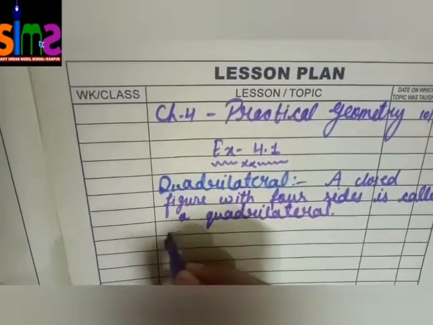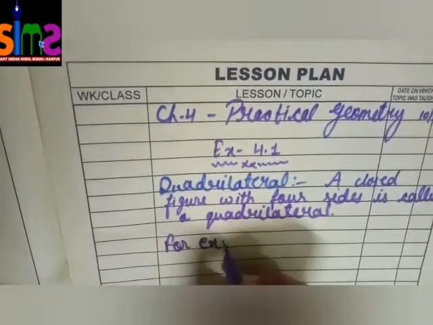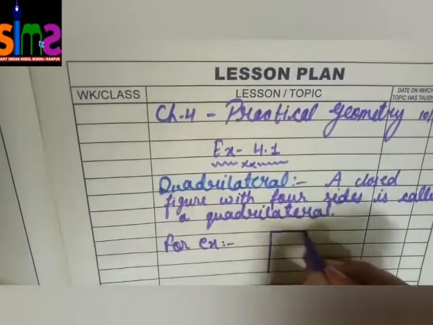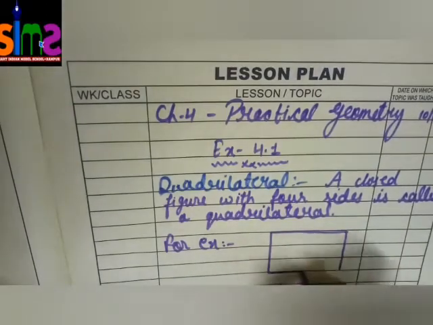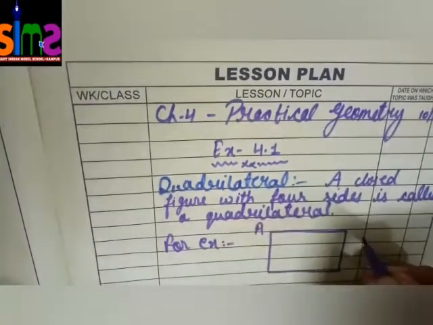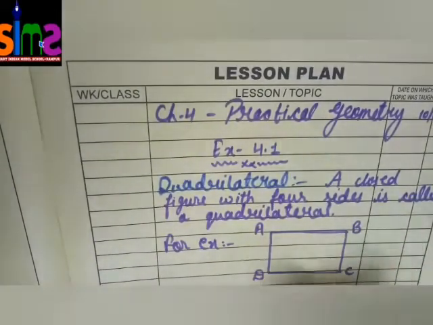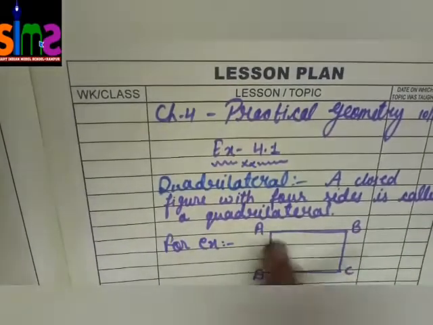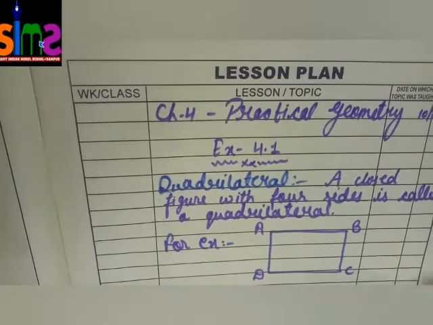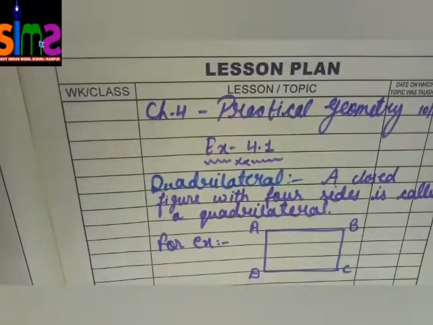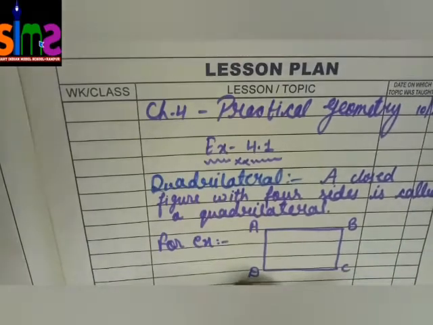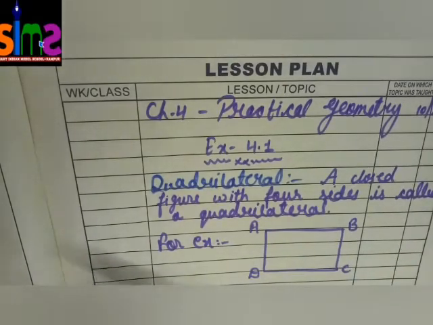For example, 1 side, 2 side, 3 side, 4 side. Let us consider it is A, B, C and it is D. So ABCD is a quadrilateral because it has 4 sides and it is a closed figure also. That is why it is called quadrilateral. It is quadrilateral ABCD. Now the question in this exercise is, construct the following quadrilaterals.